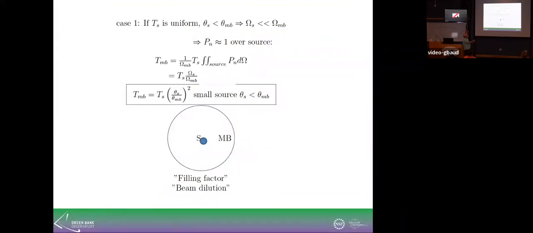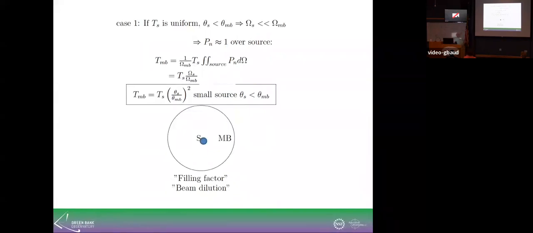goes to explain when you ever hear the term beam dilution. If you have a very small source, the temperature you measure isn't what the actual source is because it's being beam diluted. Your source is only covering a small fraction of the beam. So the effective temperature that you measure in the main beam is the actual source temperature scaled by the fractional areas of the source versus the beam. So that's where the beam filling factor comes in.